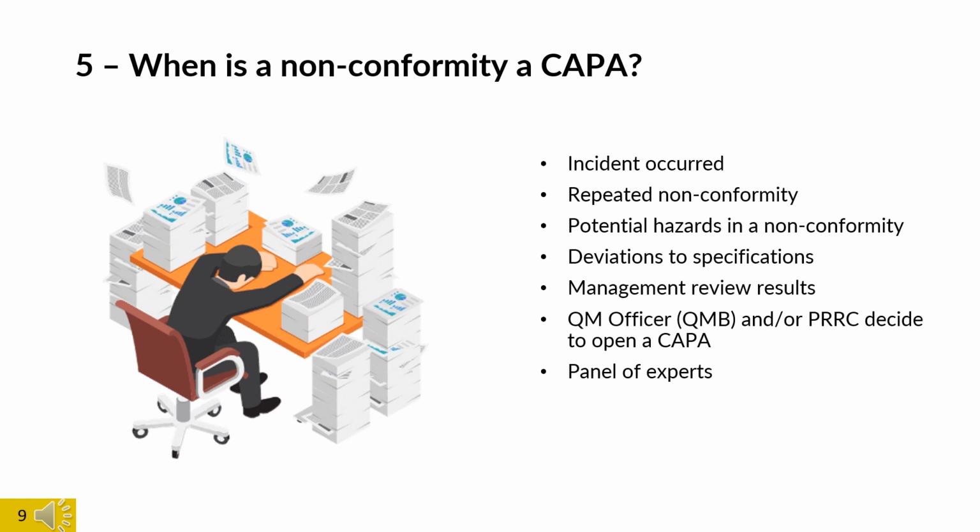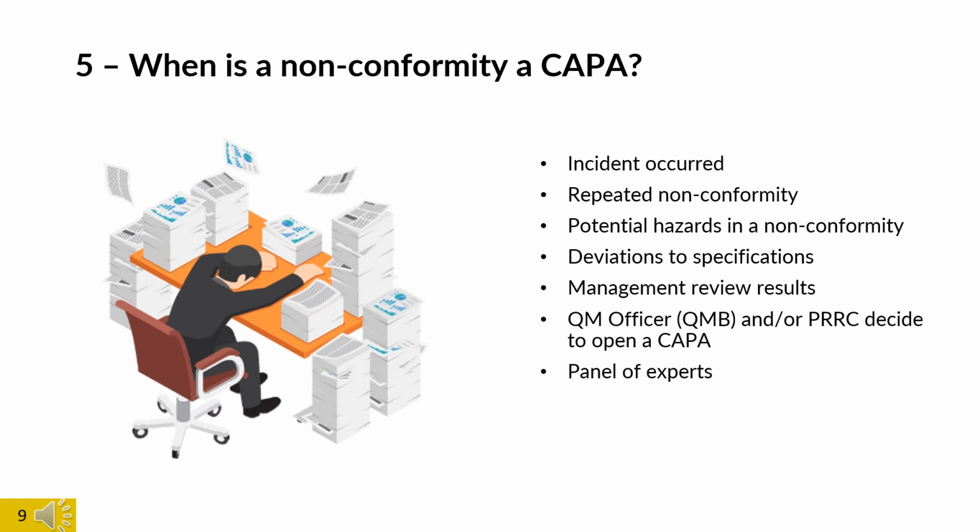These are some ideas. So for example, when an incident occurred, repeated nonconformities happen, or potential hazards in a nonconformity are found when you open the risk analysis for the nonconformity. Then you find these potential hazards, and then it can trigger the opening of a CAPA.